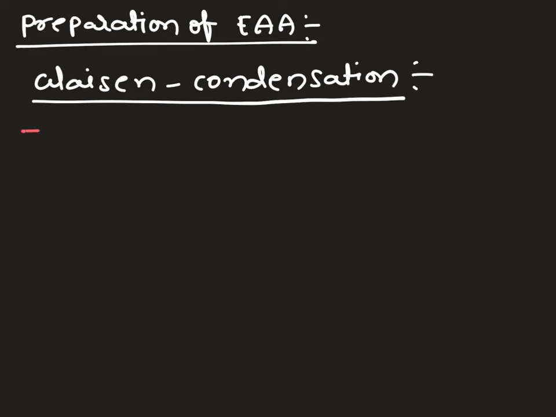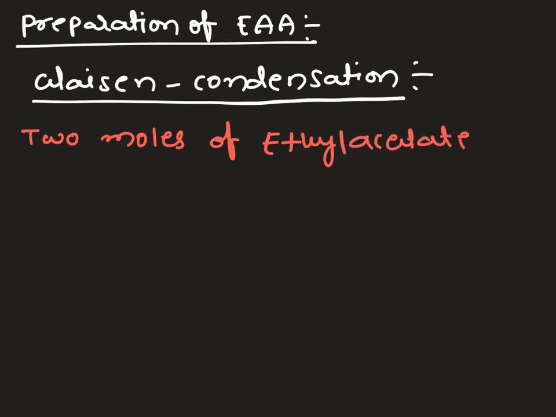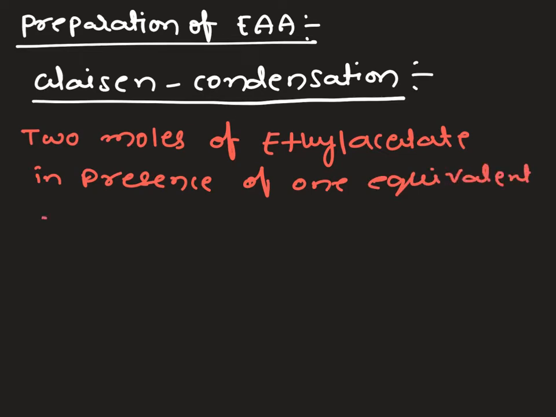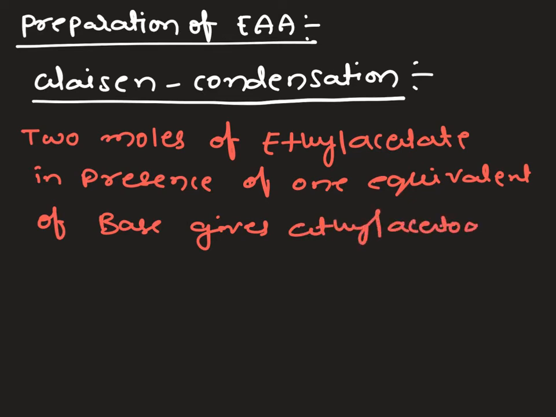For our purpose we will take an example. I am taking 2 moles of ethyl acetate, which has an alpha hydrogen, in presence of 1 equivalent of base, which gives ethyl acetoacetate.